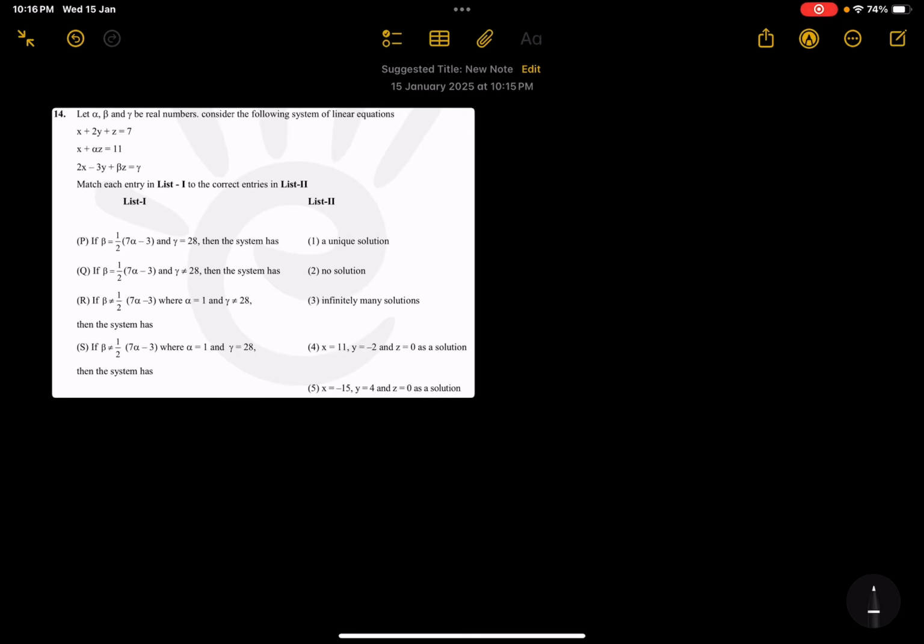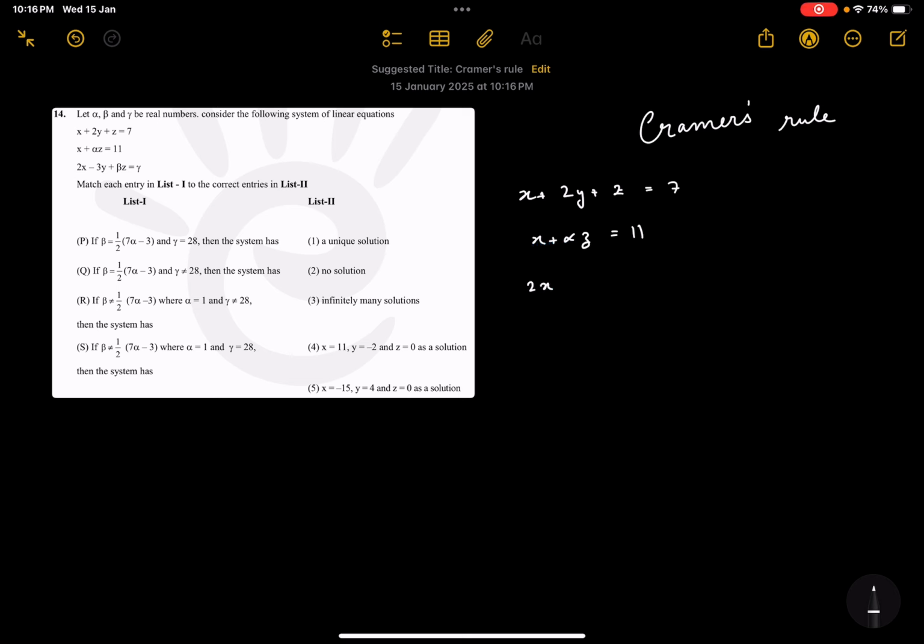The next question is from application of determinants and what we call Cramer's rule. Though we don't really need to have the entire rule in mind, we can make do with the basics. So we are given a system of linear equations. Basically we have three equations in three variables.